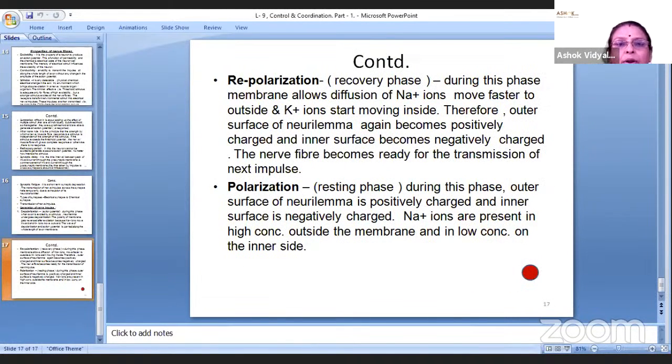And then comes the repolarization, that is the recovery phase. It will recover again for the next impulse. During this phase, the membrane allows diffusion: sodium ions move fast to the outside and potassium ions start moving inside. Therefore, the outer surface of the neurilemma again becomes positively charged, and the inner surface becomes negatively charged. The nerve fiber becomes ready for the transmission of the next impulse.